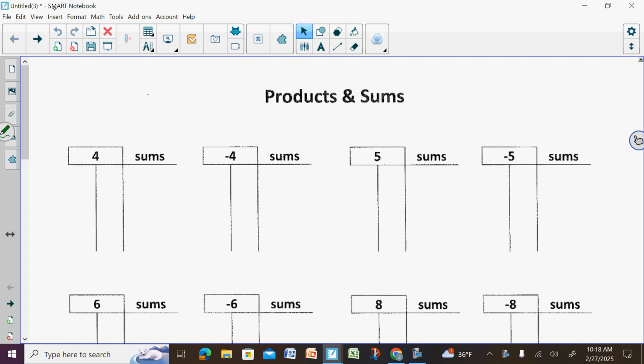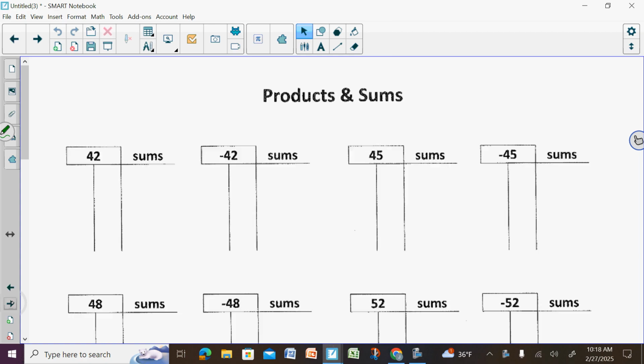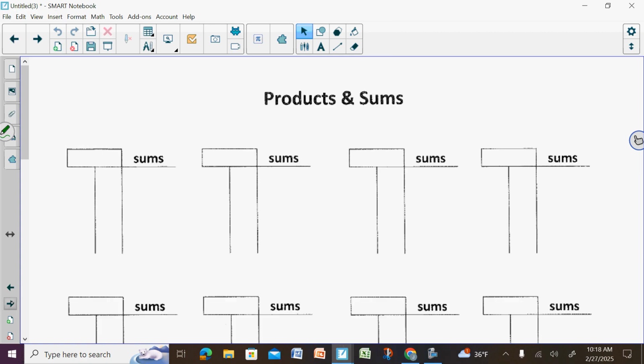Also, on the very back, if you flip it over, there is a blank page of boxes where you can add your own numbers. If you realize in homework that you got a new number and it's not on the sheet, just go ahead and start adding some more. You might as well do it here.